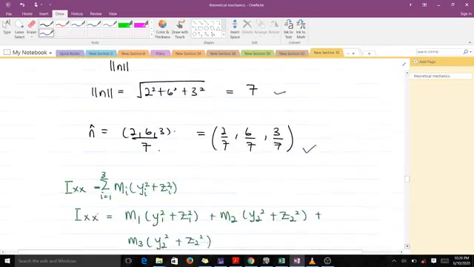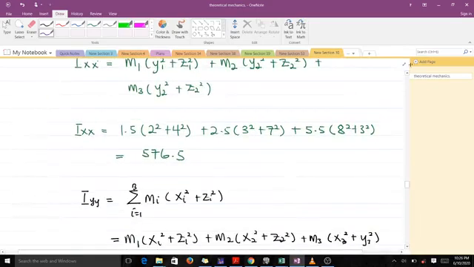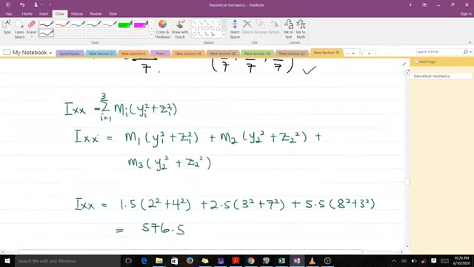Alright, so this is the formula for computing our Ixx. So our Ixx is equal to this formula we have here, which when you expand it, it will give you m1 times y1 squared plus z1 squared. This will give you m2, this will give you m3. This is because we had three particles, okay? Three particles. So that means I is summed starting from the first particle to the third particle, right?